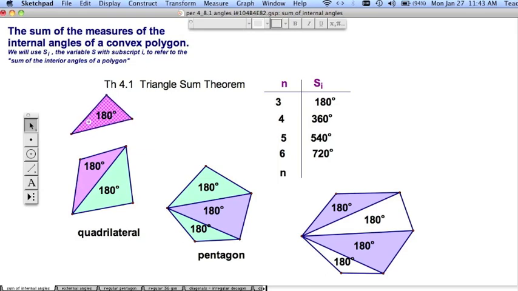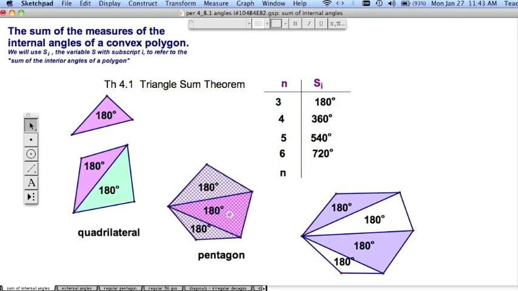How many triangles are there? 1. What is n on the quadrilateral? 4. How many triangles? 2. What is n on the pentagon? 5. How many triangles? 3.